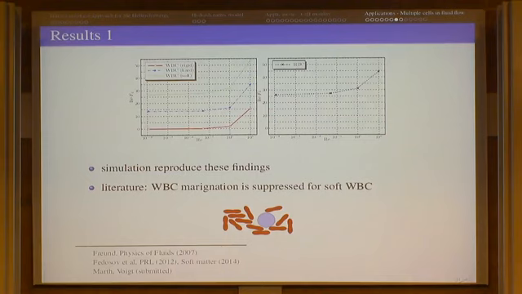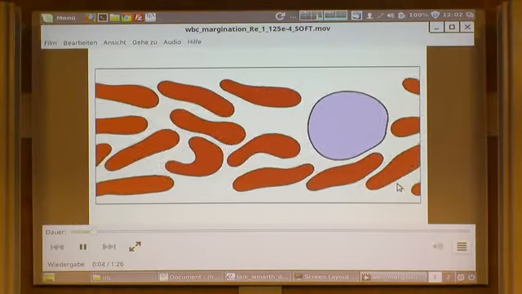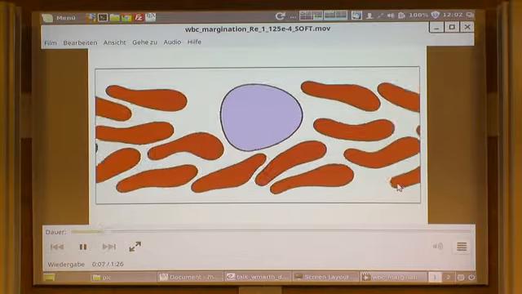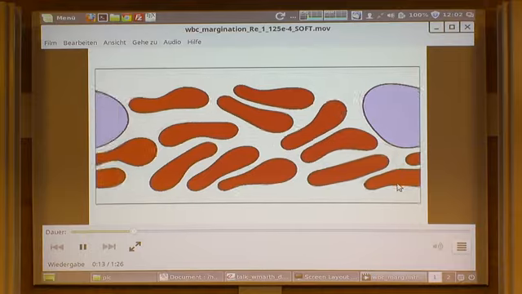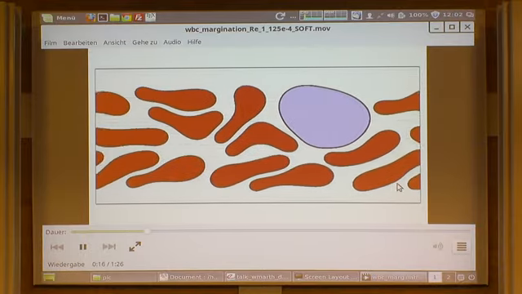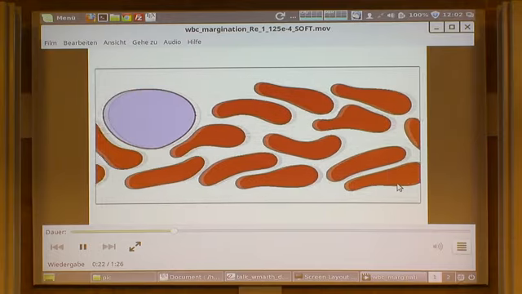What happens if the white blood cell is soft? So we now consider a white blood cell which is a vesicle with a small bending rigidity, and of course again with surface tension, while the red blood cells are dealt with a surface conservation term. Then we see that the white blood cell deforms a bit, and non-margination occurs. Okay, nice.